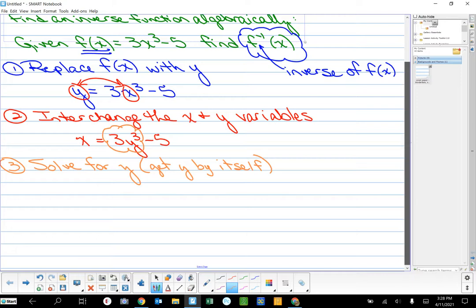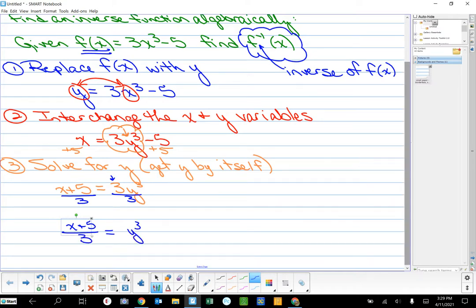So the first thing we're going to do, we're going to anchor this guy here, keep him here, and move everything away from it. So we're going to add a 5 to both sides of the equation. So now we're going to have x plus 5 equals 3y cubed. Now I need to get rid of this 3 over here, right? We got to get the y by itself before we can undo anything. So I'm going to divide by 3. So now I have x plus 5 over 3 equals y cubed.